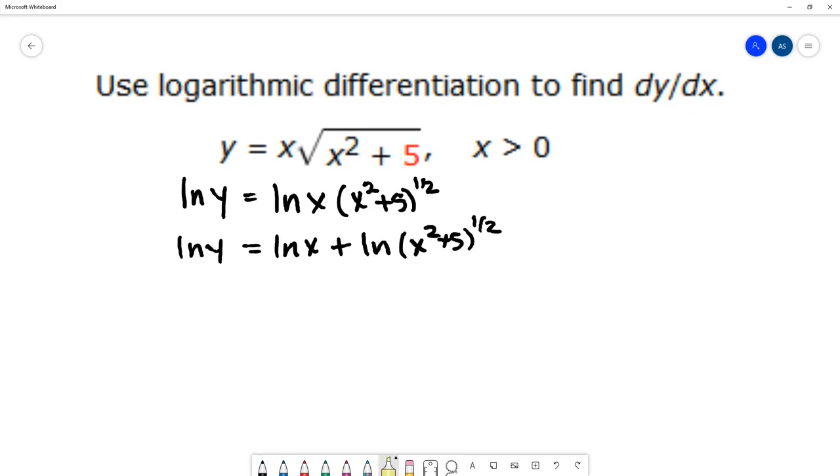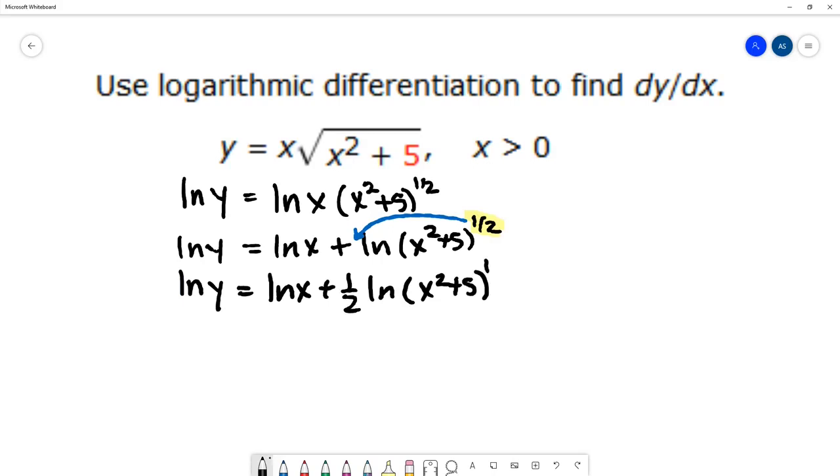I have one more property of logarithms I can use. I have this exponent, and there's a power rule for logarithms which allows me to move this power to the coefficient. I'll have natural log of y equals natural log of x plus 1/2 natural log of x squared plus 5, and we got rid of that 1/2 power.